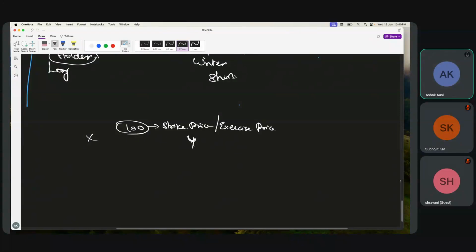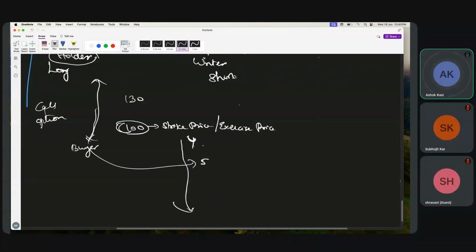Shravani, I'll come to your doubt, okay? So here the premium is, imagine, only 5 rupees. Now suppose the price goes to 130. Always remember he is the buyer. In a call option, the buyer wants the price to go up, so he will execute only if the price is going beyond 100. The seller anyway does not have any rights, the seller only has the obligation. So he is the writer, he has the obligation to sell.